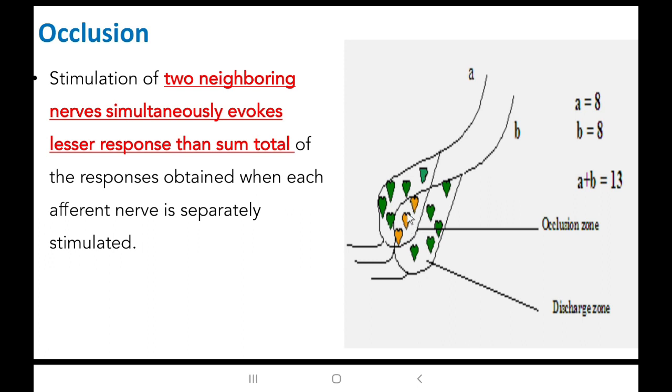Because three of them are common, they are occluded. They are making an occlusion zone. That is why the response of two neighboring nerves stimulated simultaneously is lesser than their individual responses. Means individual response is higher, collective response is lesser because of occlusion.